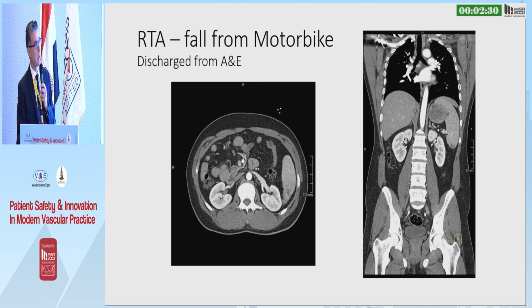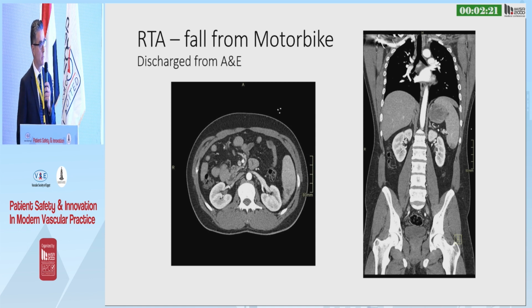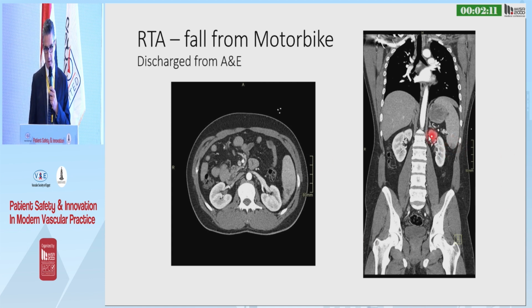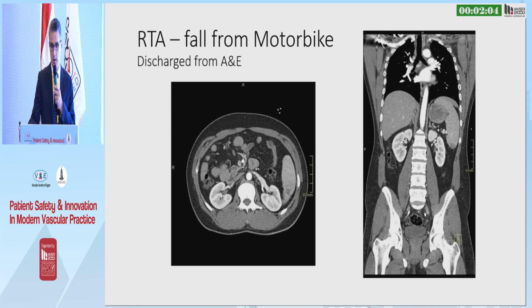Another example here is in fact a case that wasn't done very well in Leeds. So this chap fell from his motorbike, perfectly stable, but because of the mechanism of his injury, he had a CT scan, and I don't know if you can see it, but all he had on his CT scan was this very minor defect on the lower pole of the spleen. And in fact, that was misreported, not as a traumatic lesion, but as perhaps maybe a previous infarct or something.